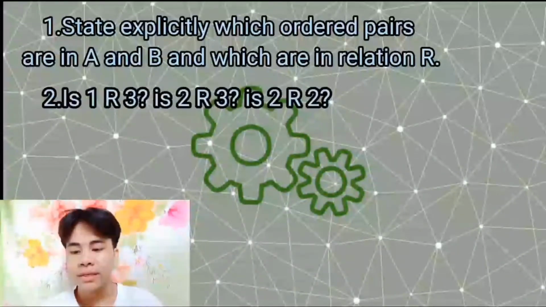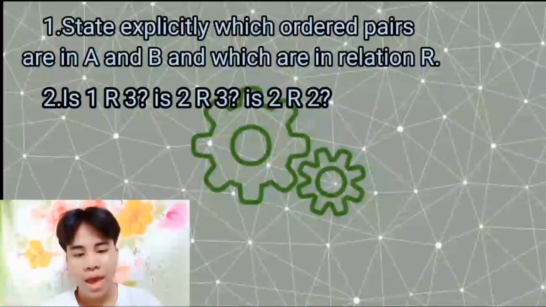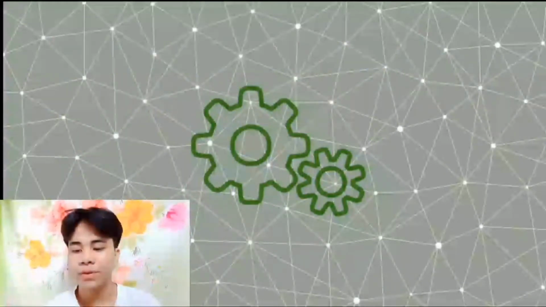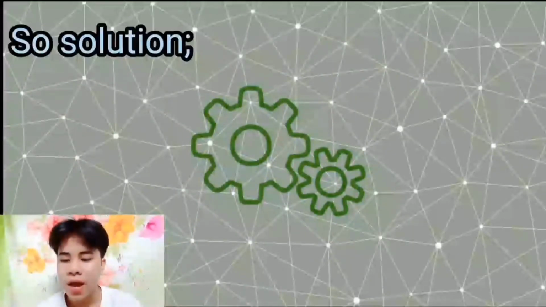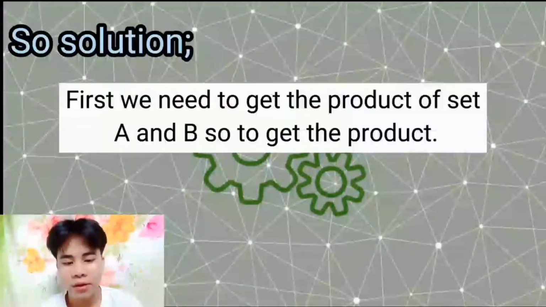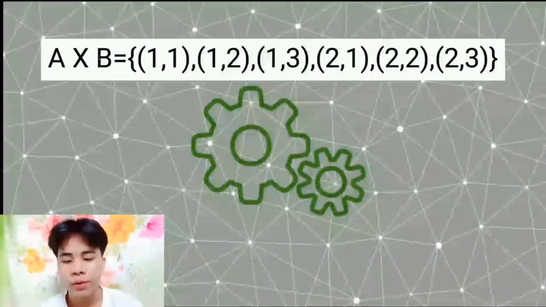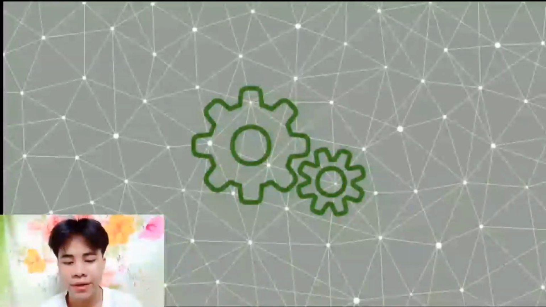Number 2, is 1 related to 3? Is 2 related to 3? And is 2 related to 2? And number 3, what are the domain and range of relation R? So the solution in number 1 is, first we need to get the product of set A and B. So to get the product, A times B is equal to (1, 1), (1, 2), (1, 3), (2, 1), (2, 2), and (2, 3). So, the list of ordered pairs is kailangan natin i-substitute sa given statement.